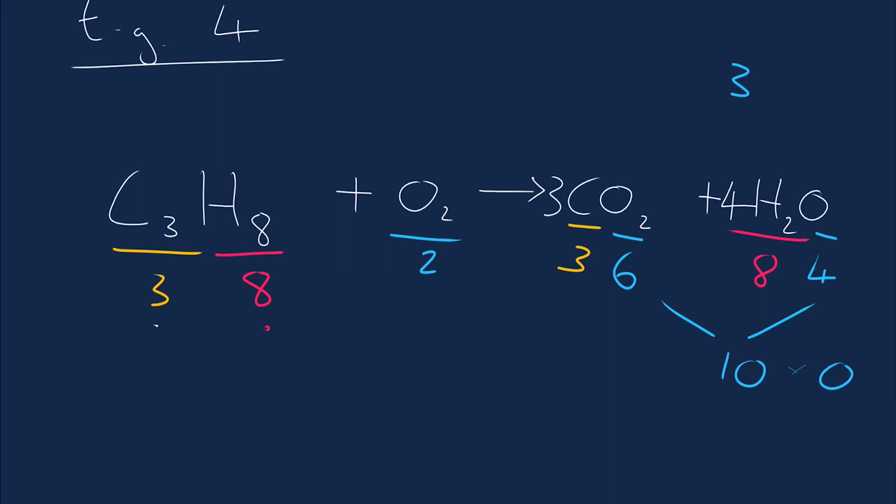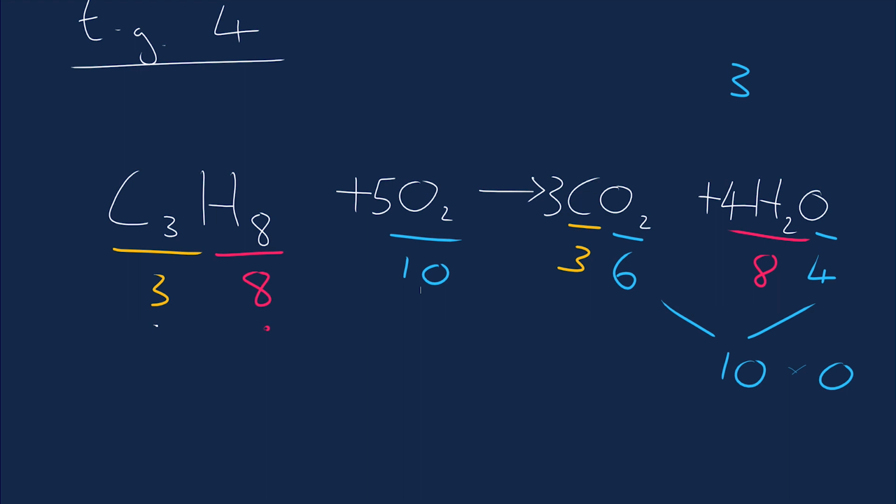So how do we get 10 on the left hand side? Well, we have 2 lots of oxygen per molecule, so 5. Let me just change the color. So 5 oxygen molecules here should give us 5 times 2 will give us 10. So this is now balanced.